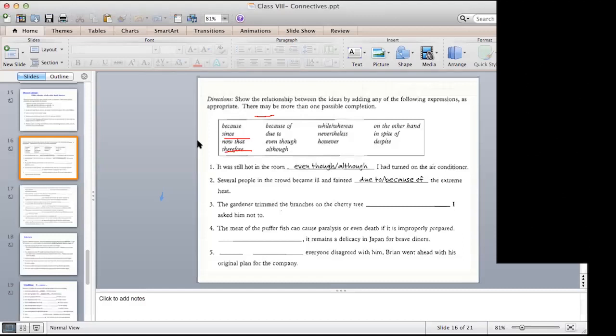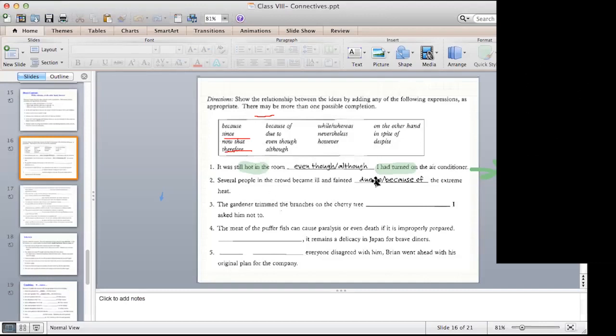Several people in the crowd became ill and fainted because of, or due to, the extreme heat. Why did we use due to, because of? Because we have extreme heat. So extreme heat is a noun phrase, okay? With a noun, heat, and extreme as an adjective, and of course the as an article. So we need a preposition here, which is of or to, okay?